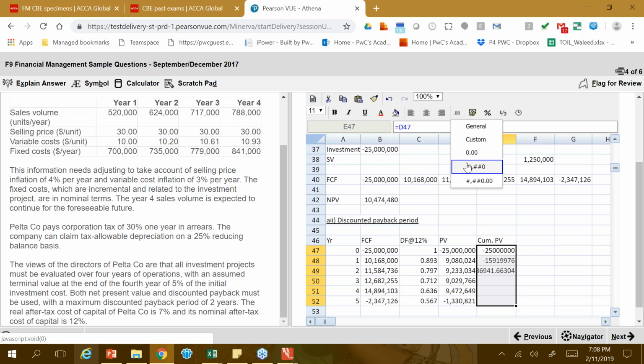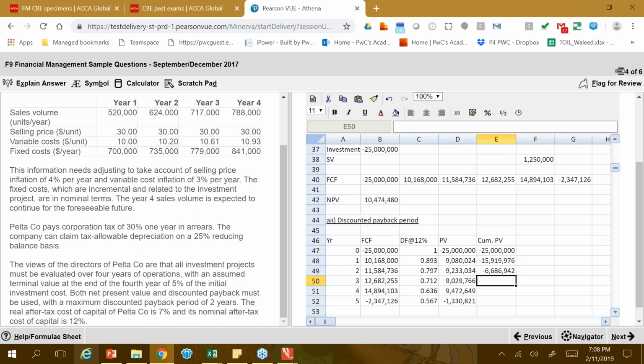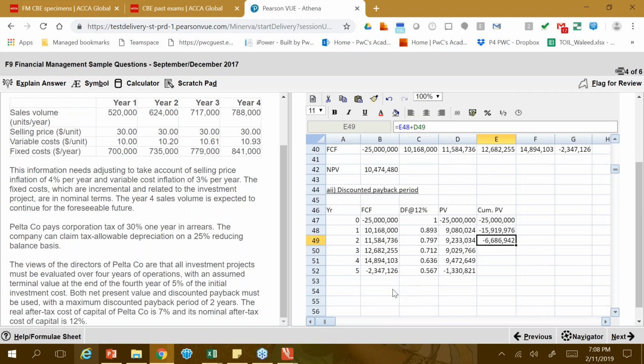Now, I've got here negative 6 million, and would you all agree that if I add the next year's present value, then this initial investment will be recovered, which means the discounted payback period is in between years 2 and 3. The discounted payback period is in between years 2 and 3. But that is not enough. We need to find out that precise time when that discounted payback period has happened.